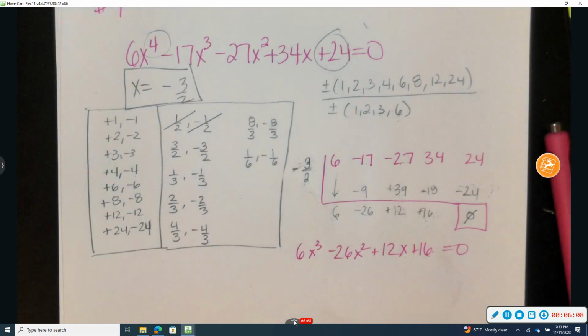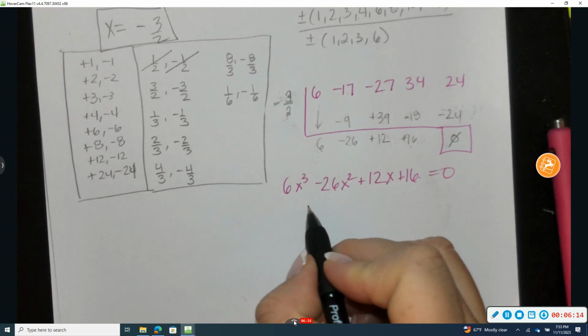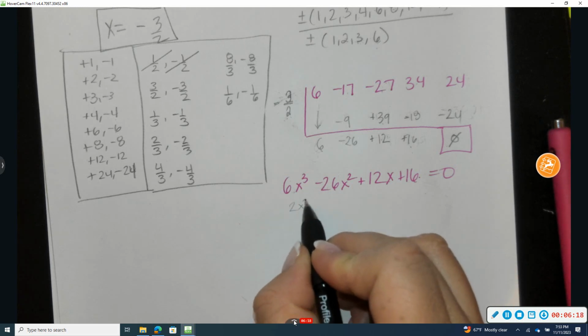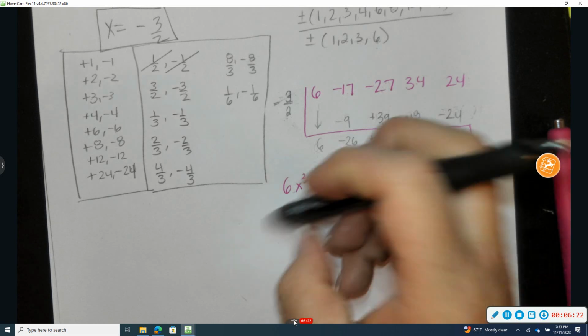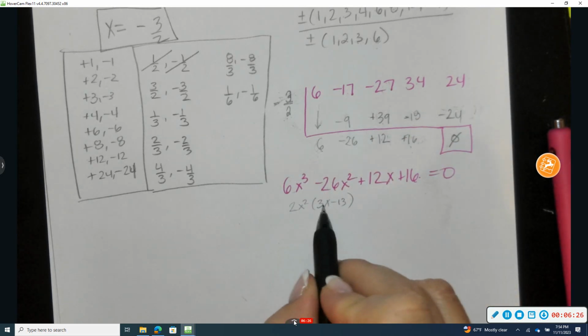Okay, is it possible that I can factor by grouping? So I'm looking over here and I can already see it's not going to work, but let me demonstrate why it doesn't work. The most I can factor out here is a 2x squared. I'd be left with 3x minus 13. Well, let's make sure this works.